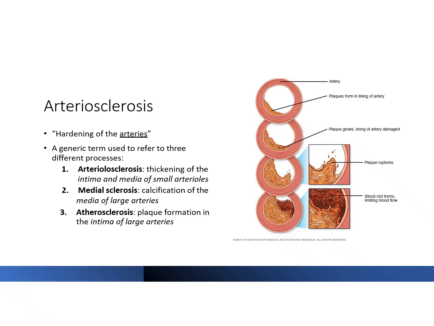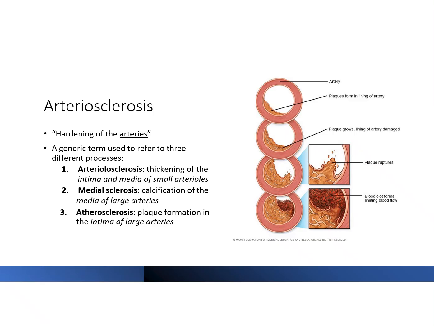The second is medial sclerosis. Medial sclerosis, also called Monckeberg medial sclerosis, is different. Here the key feature is calcification of the media of large arteries. Important distinction, the lumen is usually not significantly narrowed. Blood flow may be relatively preserved. Clinically, this condition often occurs in older adults, is discovered incidentally on imaging, and contributes to vessel rigidity rather than obstruction. So this is more about loss of compliance, not plaque blockage.